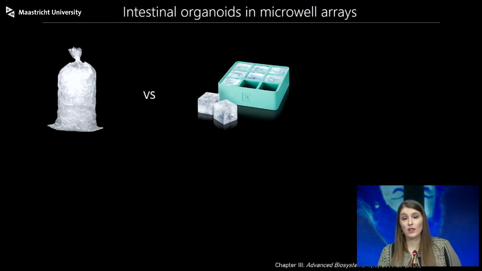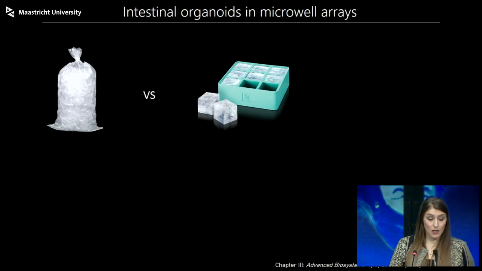And they, of course, end up with different sizes and shapes. On the other hand, we can have ice cubes in a tray where they are all the same. They remain in a fixed position through the freezing process, and you can easily pick one or two of them without disrupting the rest.